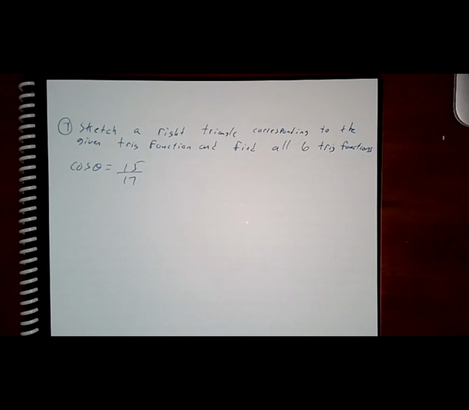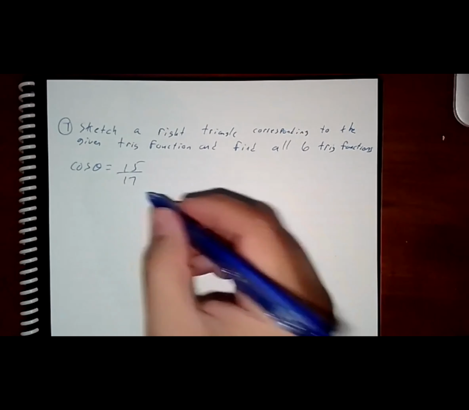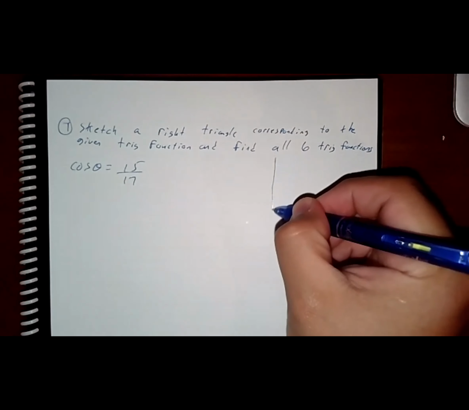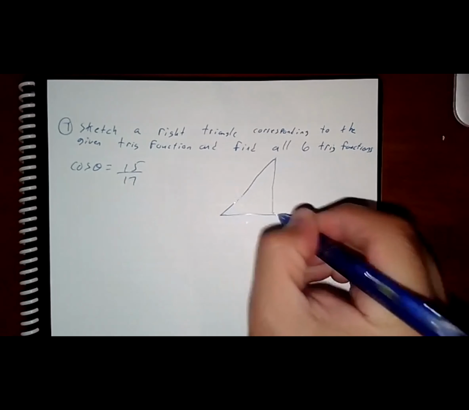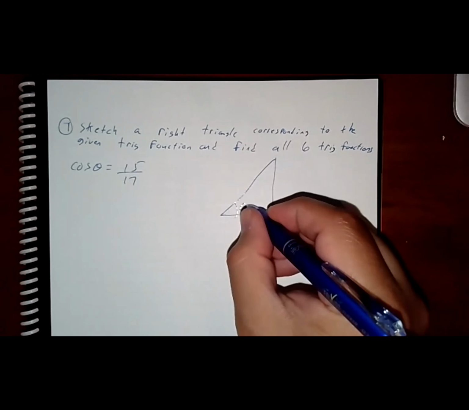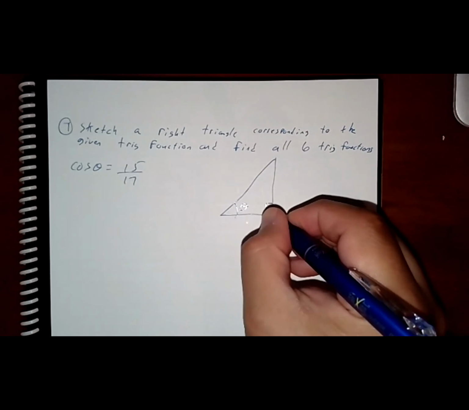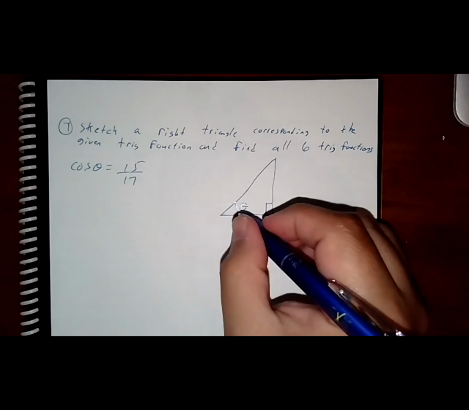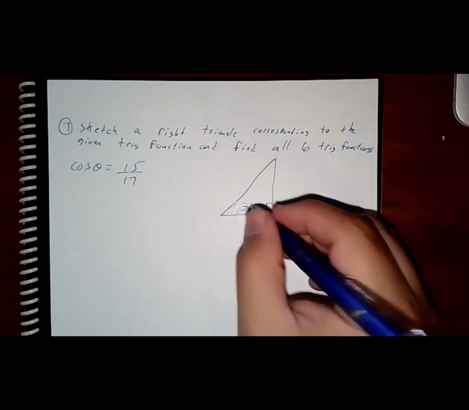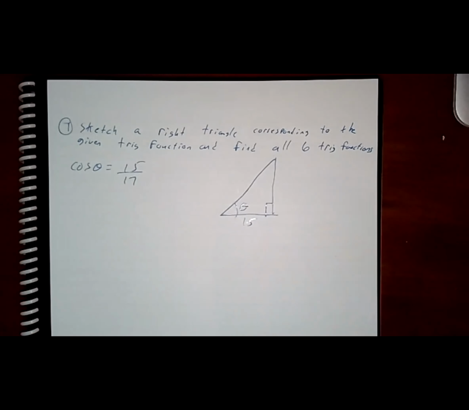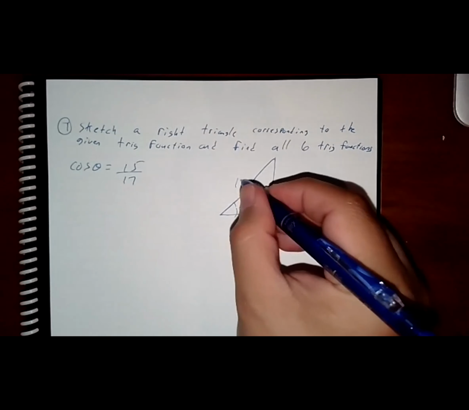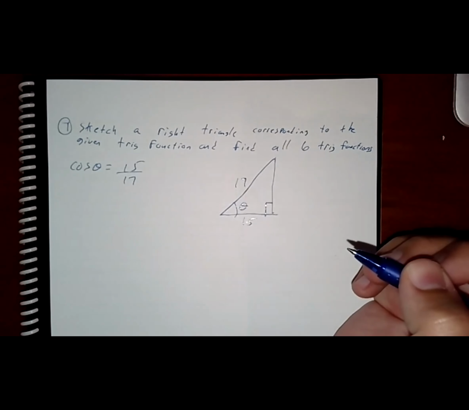All right. So let's draw our triangle. So what is cosine defined as? Adjacent over hypotenuse. Yeah, so if I put theta here, then that means adjacent is right here, right? Which then means this has to be hypotenuse.